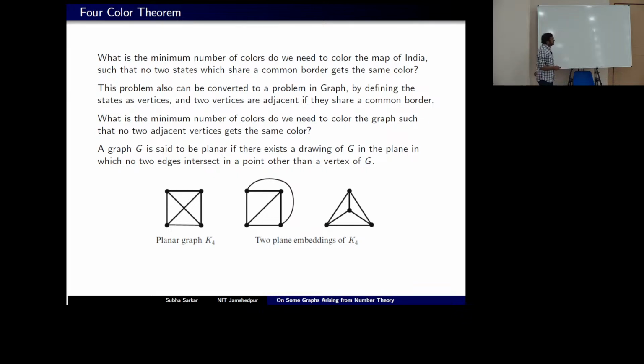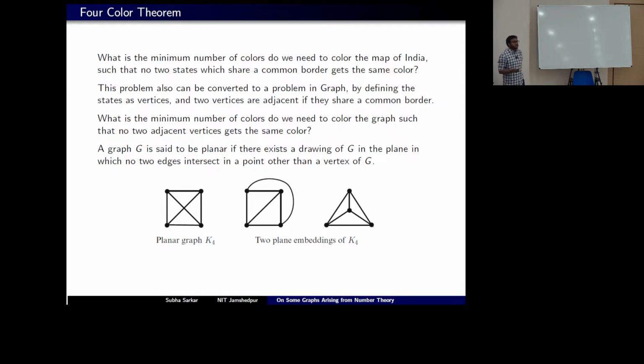But we can prove that K5 is not planar, and Kn, where n is bigger than or equal to 5, is not planar. And if you take the complete bipartite graph K3,3, that is also not planar. Therefore all those types of graphs, K5 and K3,3, will not come as the graph of some map.